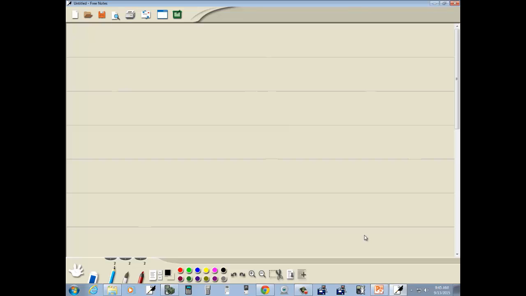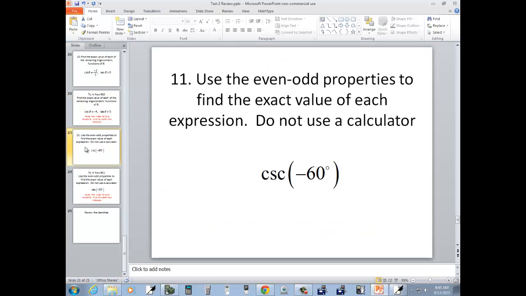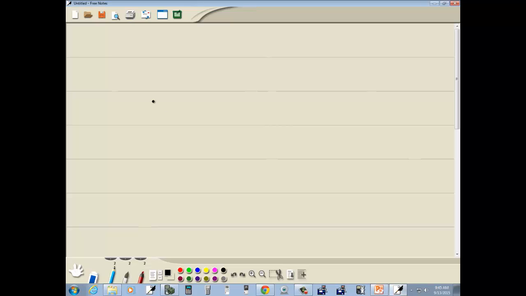Okay, now our next one. It says use the even and odd properties to find the exact value of each expression. We've got cosecant of negative 60 degrees. Well, cosecant's odd, so from our odd identities, you can take negative and put it out in front.